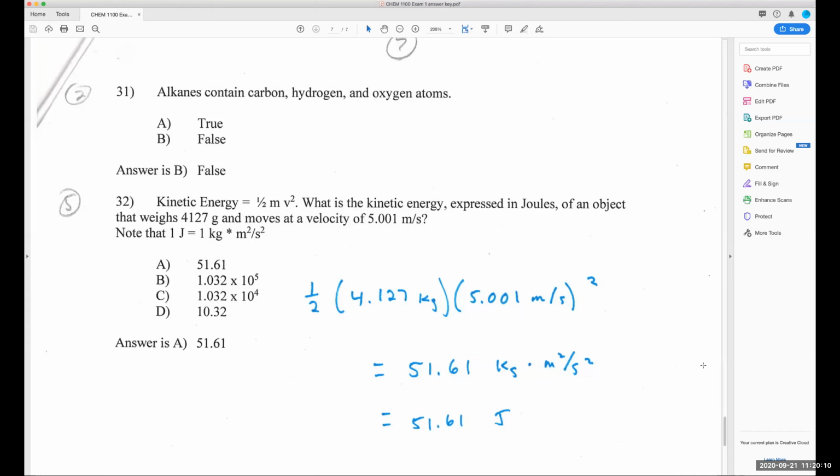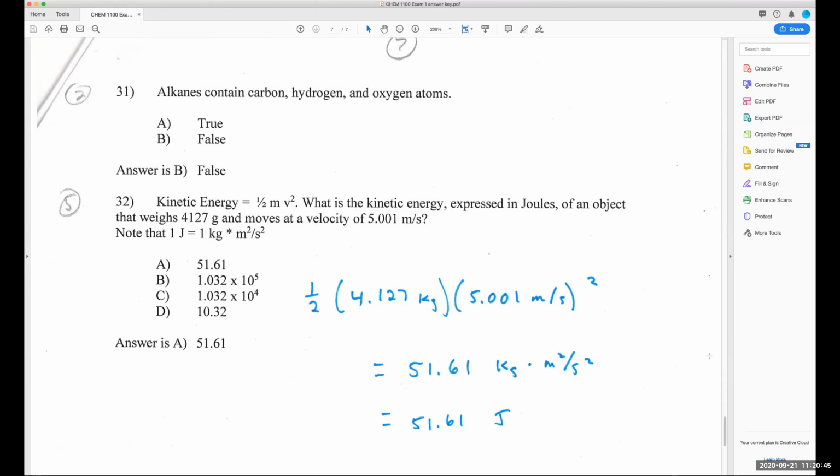The velocity is already in meters per second, so we're okay there. We just have to remember to square that term. So we do that conversion of the grams to kilograms, we have our velocity squared, and then multiply it all by 1/2. And then we get 51.61 as our answer. So like I said, the class did pretty well on the exam in general, so that's great. But any questions on the exam before I move on to chapter 3?